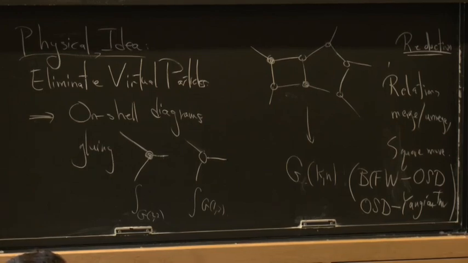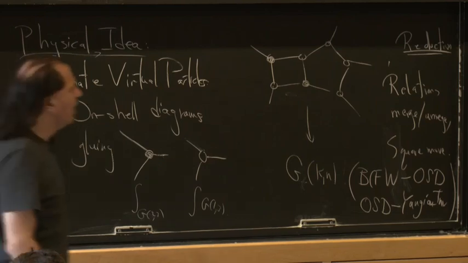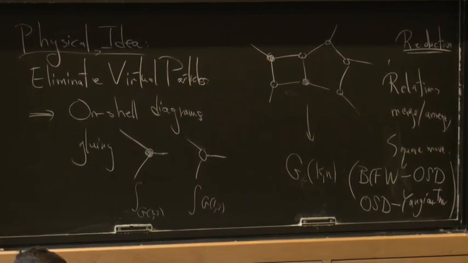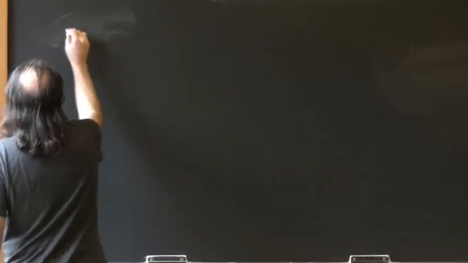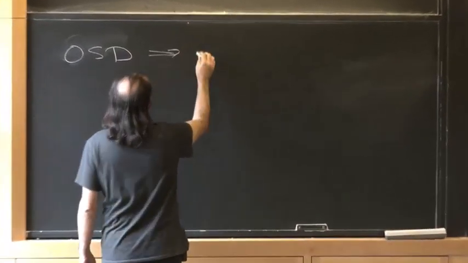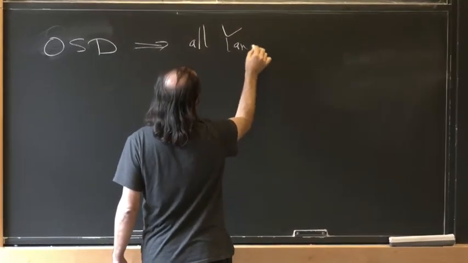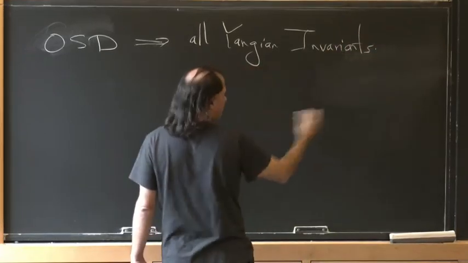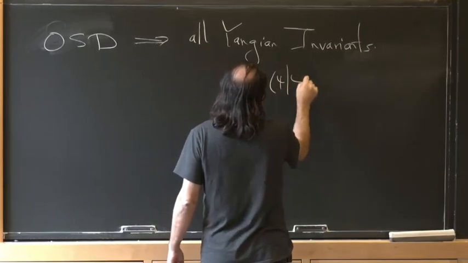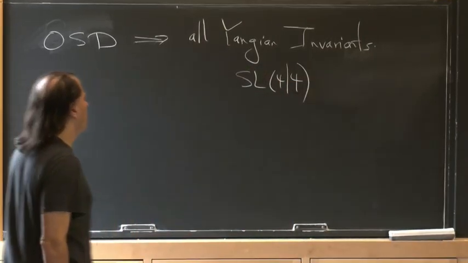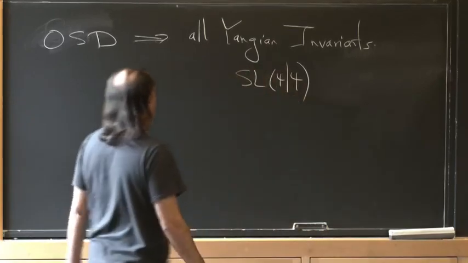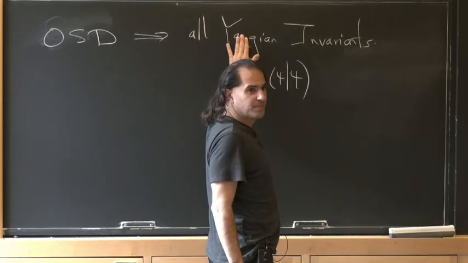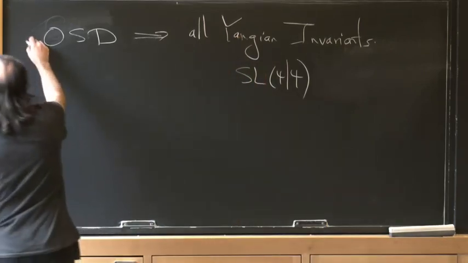I'll just make another quick comment. These on-shell diagrams, these objects associated with the Grassmannian integral, you can think of as generating all Yangian invariants. Remember, the Yangian symmetry is what you get for the physical case for SL 4/4. But we can do it more generally as well. I'll just stick with this case for now. So remember, these are things that are both conformal and dual conformal invariant. And I'm not going to explain this, but just some facts.